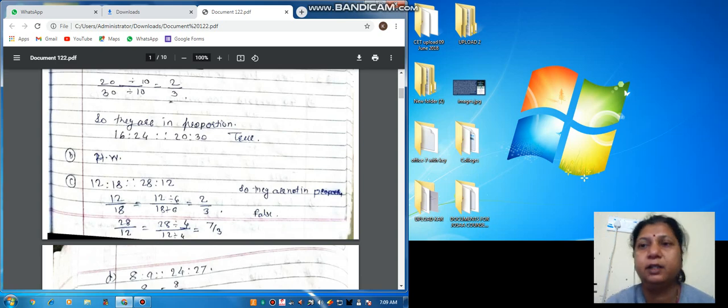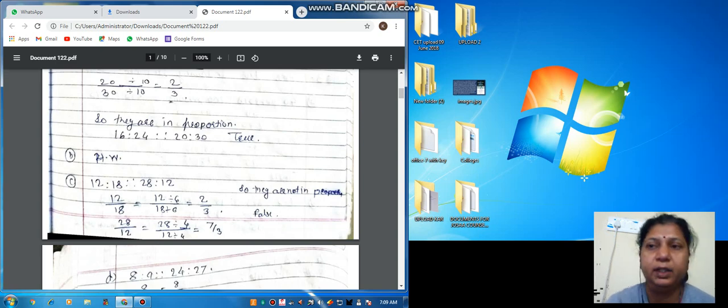Let's start. 12 upon 18. So 12 और 18 किसके टेबल में? 6 के. 6 2 जा 12, 6 3 जा 18. So it is 2 is to 3. Then next ratio, 28 is to 12. So 28 and 12 can be divisible by 4.